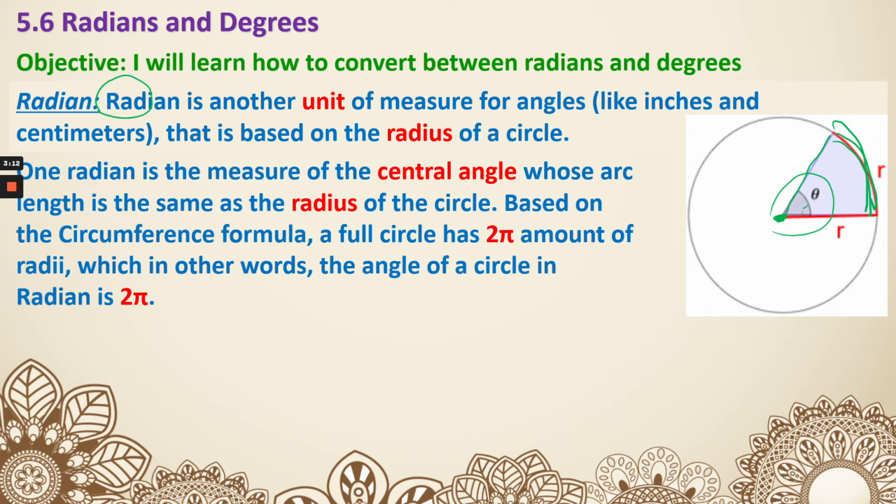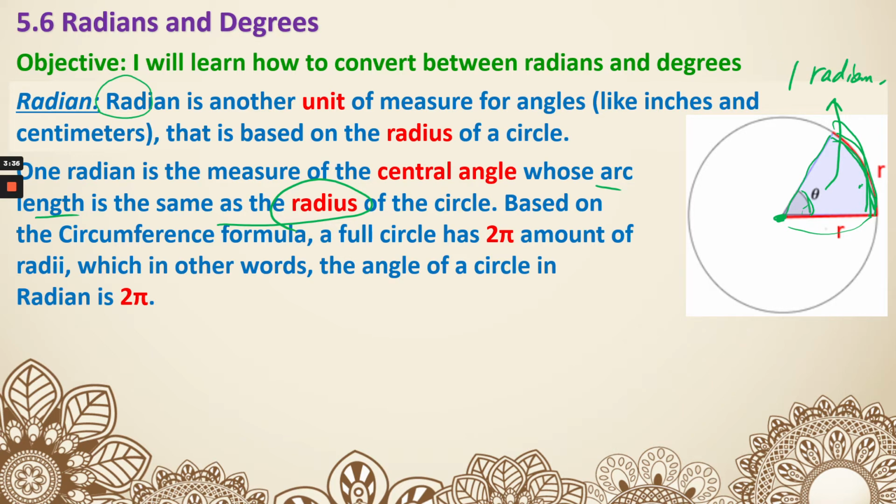It's saying when that arc length is the same as the radius. So you can see this part is r, the radius. It's the same length as the actual radius. When they are the same, this angle in the middle is 1 radian. Let me actually write it here. That angle is actually 1 radian.